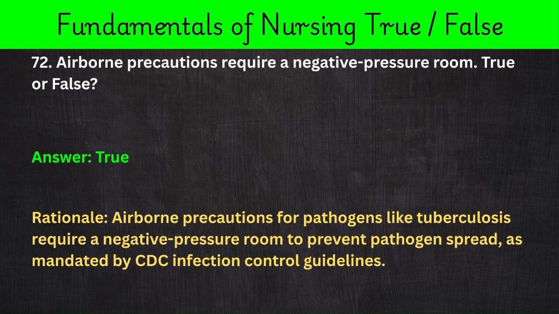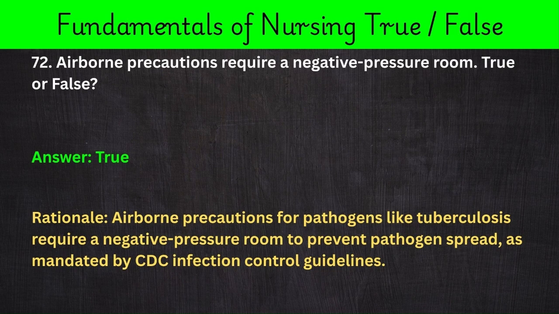72. Airborne precautions require a negative pressure room. True or false? Answer: True. Rationale: Airborne precautions for pathogens like tuberculosis require a negative pressure room to prevent pathogen spread, as mandated by CDC infection control guidelines.